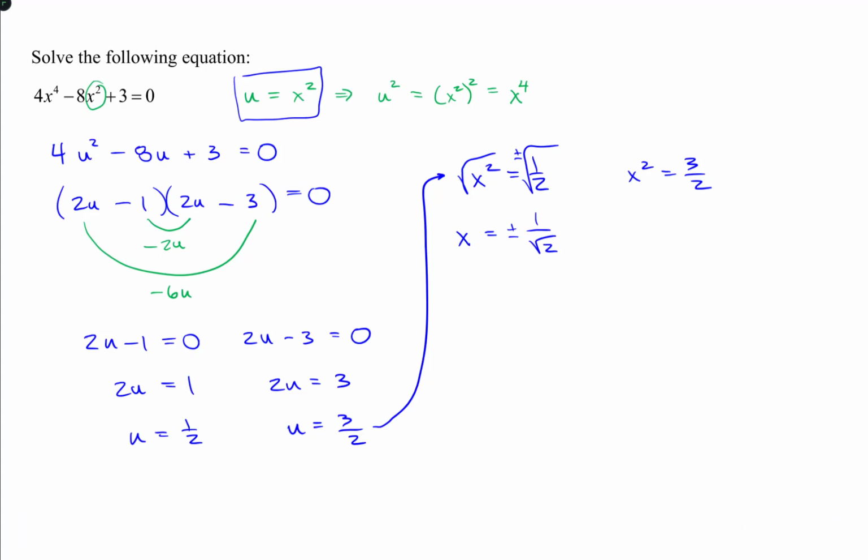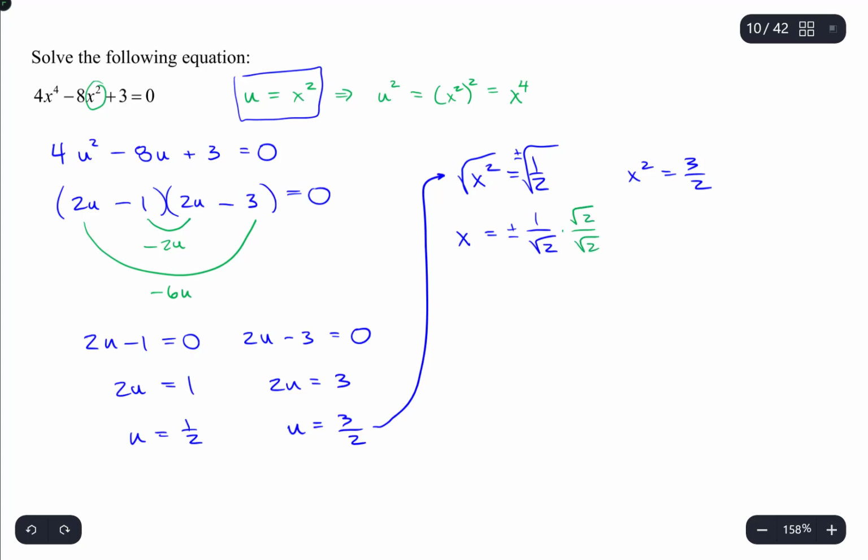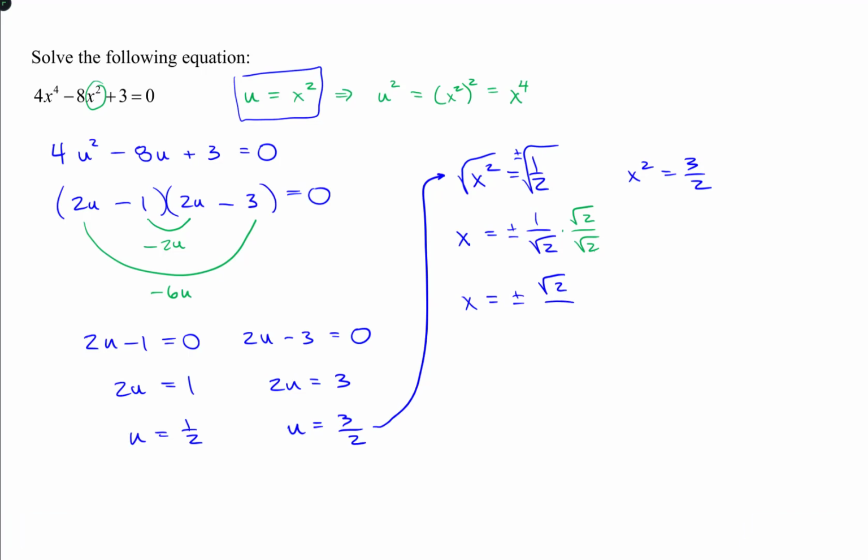And I don't want to leave a radical in the denominator, so what I will do next is just rationalize that by multiplying top and bottom by the square root of 2. So this becomes x equals plus or minus 1 times the square root of 2 is the square root of 2, and then the square root of 2 times the square root of 2 is 2.